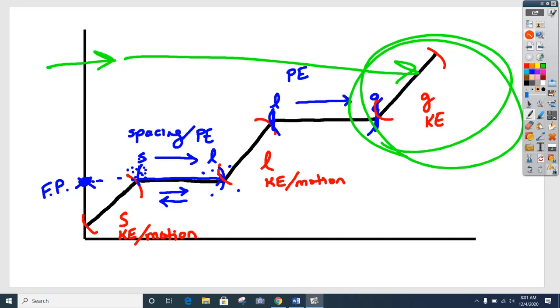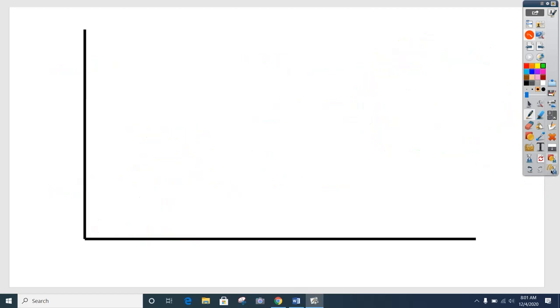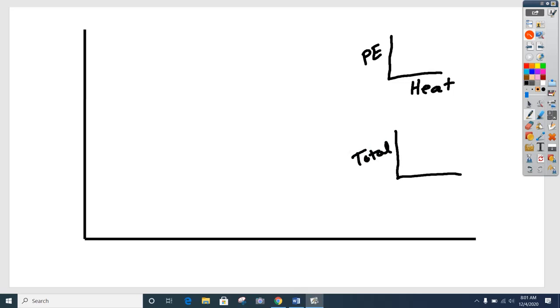Okay, guys, I want you, just on the side of your notes, to give me a tiny little sketch of a graph. I want you to show me what your graph would look like if instead of graphing kinetic energy versus heat added, we graphed potential energy versus heat added. And then I want you to do another graph, which would show your total energy versus heat added. Pause the video, think through what those graphs would look like in comparison to the one we just did. And when you're ready, restart the video.